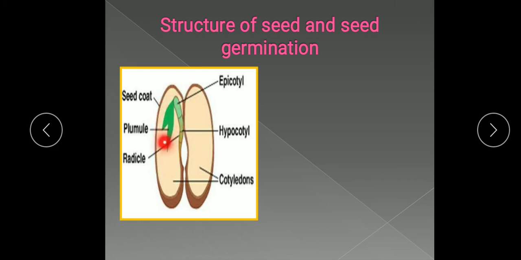So this seed coat encloses all that embryo and the food supply. And the seed coat is formed by the integument of the ovule, that is the outer covering of the ovule. So understood children, this is the structure of the seed.